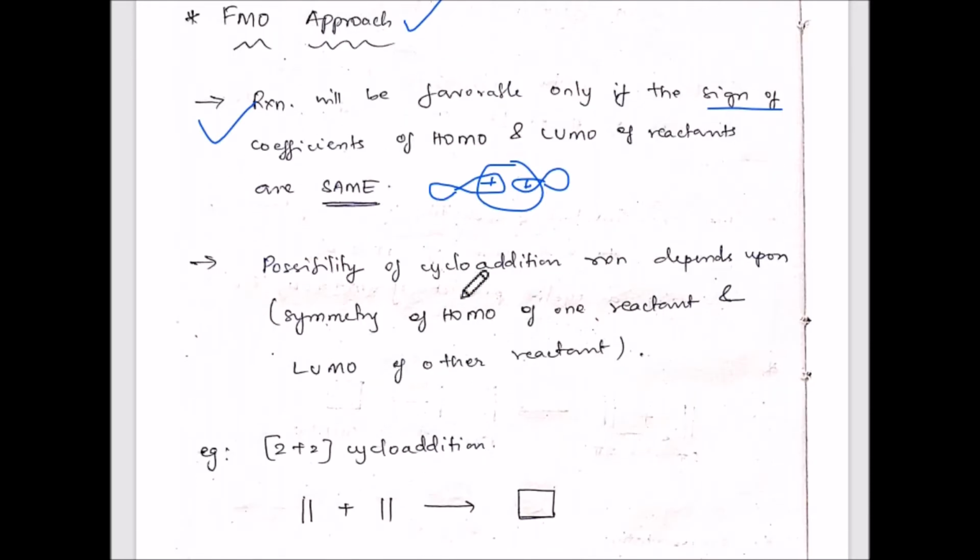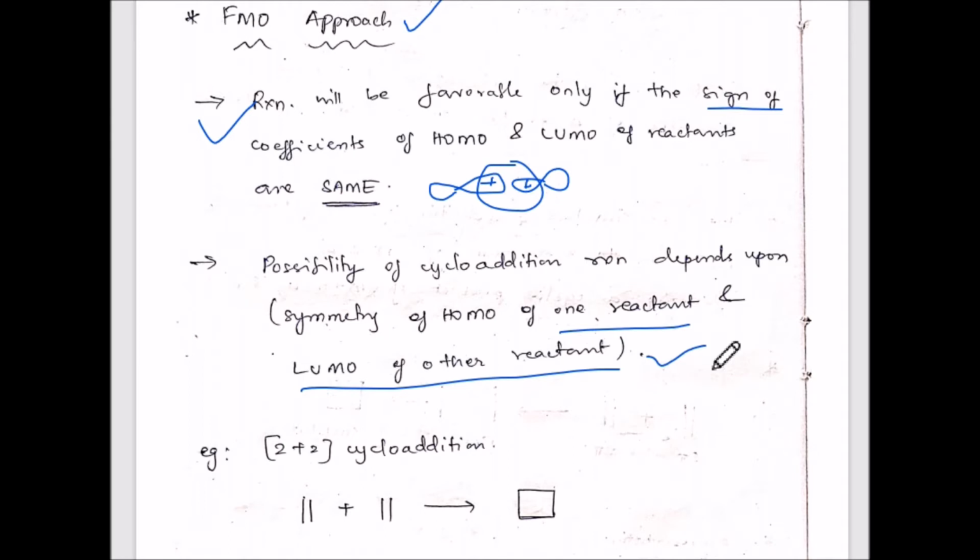So this is what this point means. You see the second point of the FMO approach here: the possibility of the cycloaddition reaction depends upon the symmetry of the HOMO of one reactant and the LUMO of the other reactant. So here the case is different.